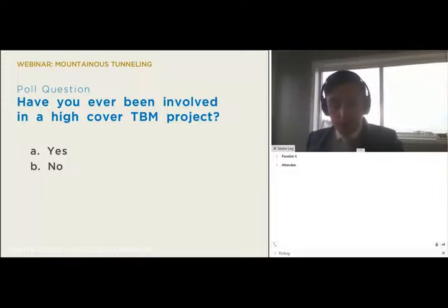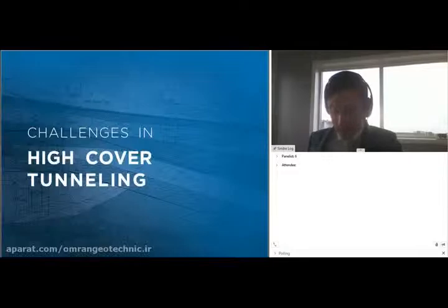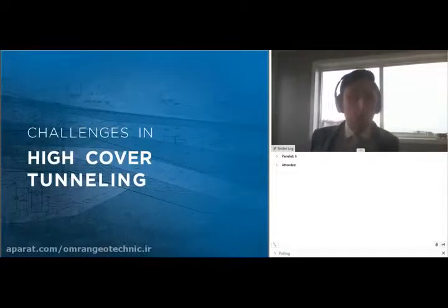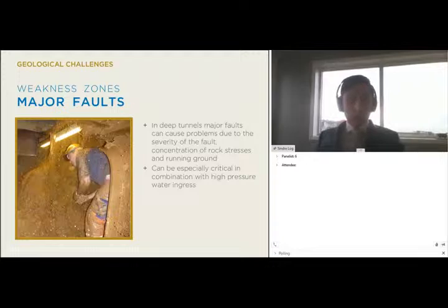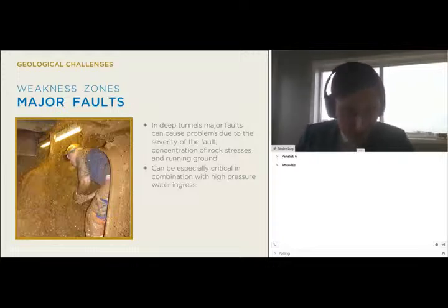Good. We have the polls back. It seems like about half of you have been involved in projects, so a good mix. So we're going to go through the major challenges we see in high cover tunneling. First, major faults.